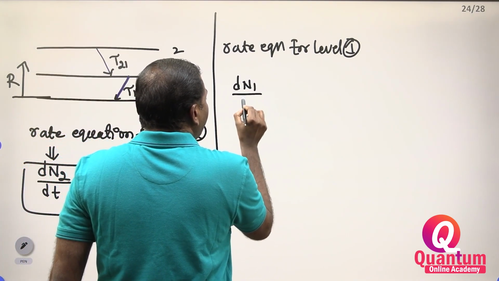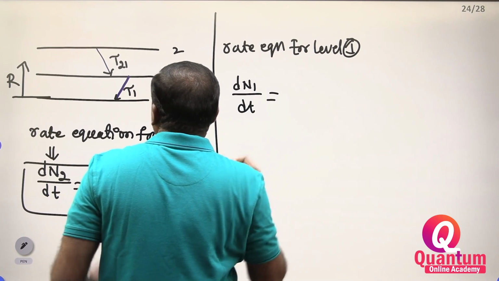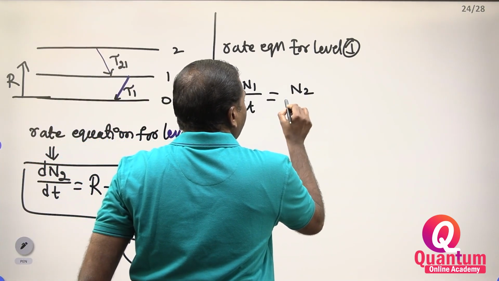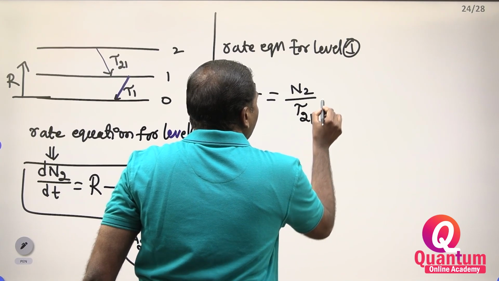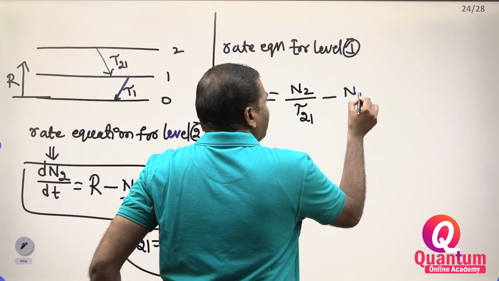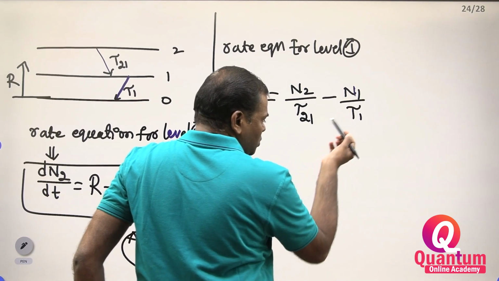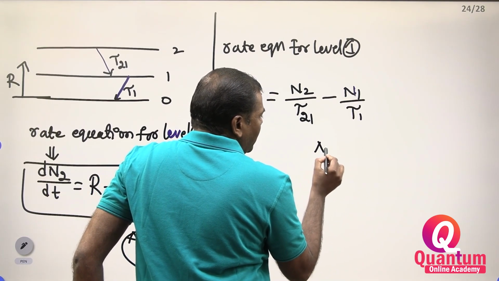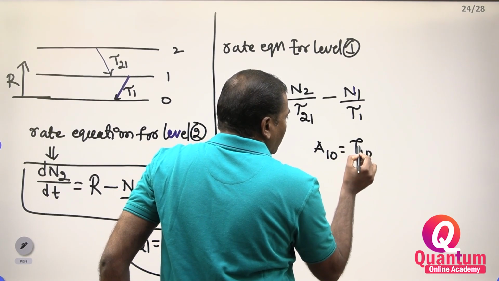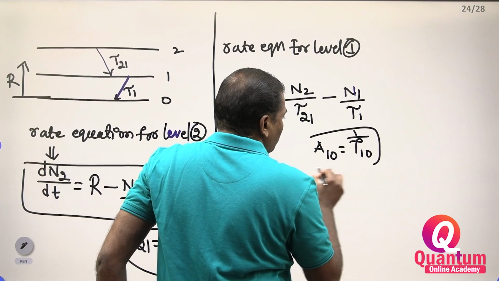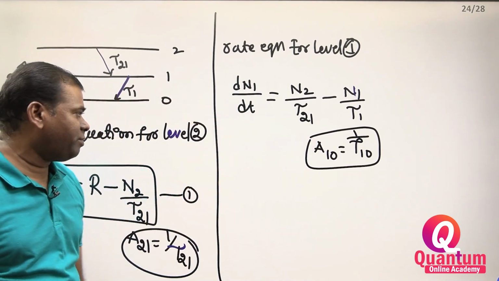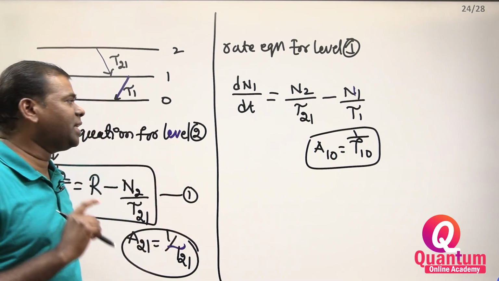Similarly, dN1 by dt is equal to, from which side are atoms coming? N2 by tau 21. From which side are atoms going? N1 divided by tau 1. So 1 by tau 1 is equal to A10, which is 1 by tau 10. This is the spontaneous emission coefficient.